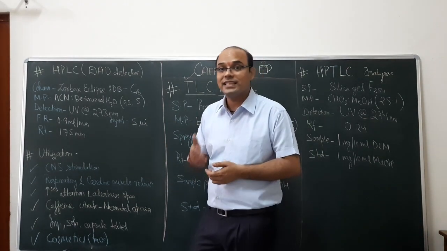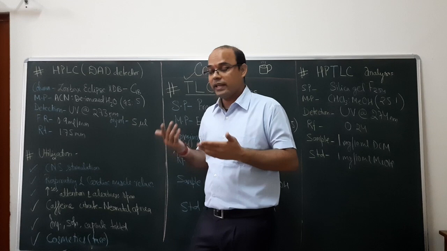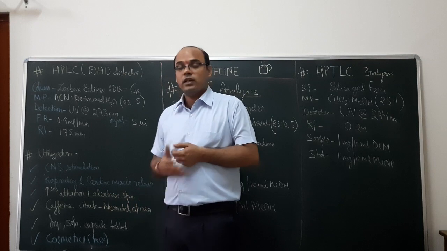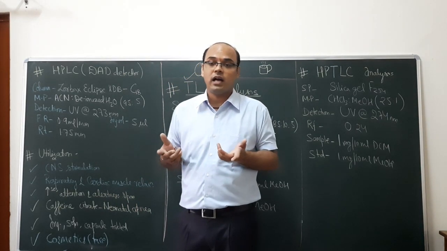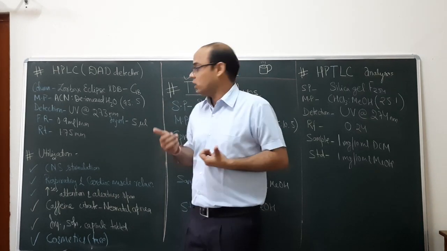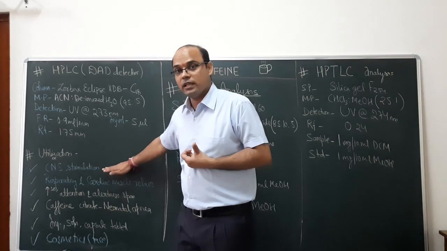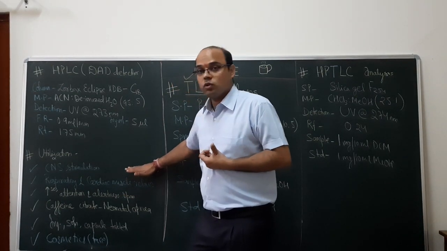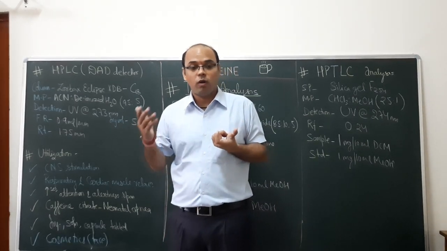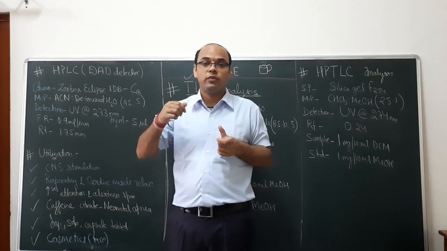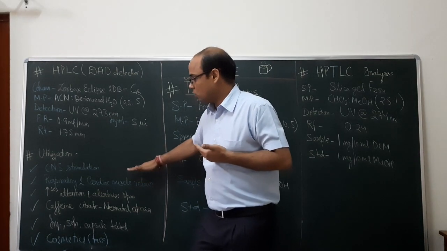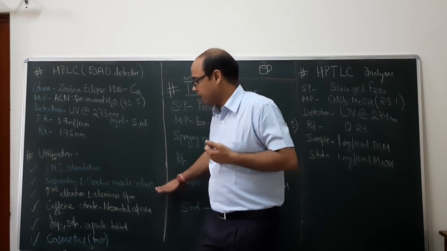Moving on to the utilization part. Utilization is very important as far as phytoconstituents are concerned. CNS stimulation: caffeine, we know very well that after drinking your tea and coffee, you feel stimulated, you feel fresh. So this is a CNS stimulant. It also relaxes your cardiac and respiratory muscles. You must have observed yourself that when you drink coffee or tea, you feel relaxed and alert. So it also relaxes your respiratory and cardiac muscles.